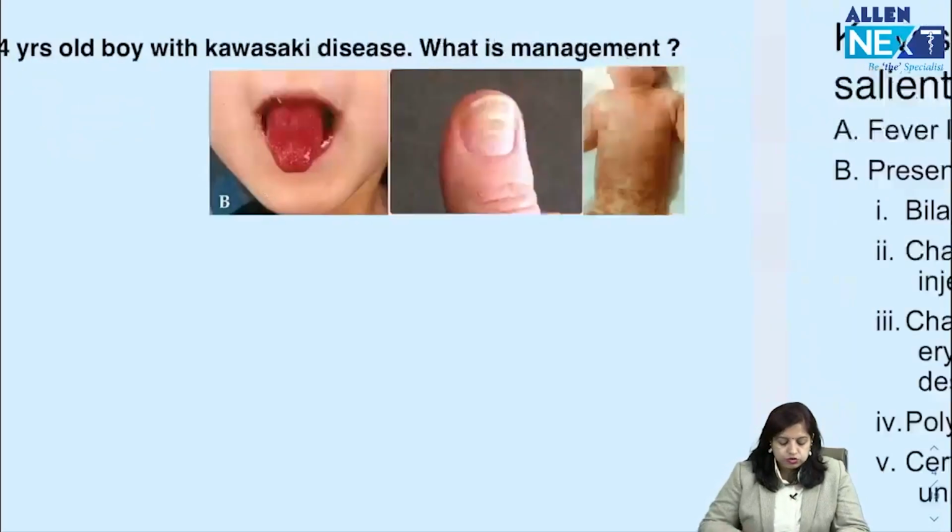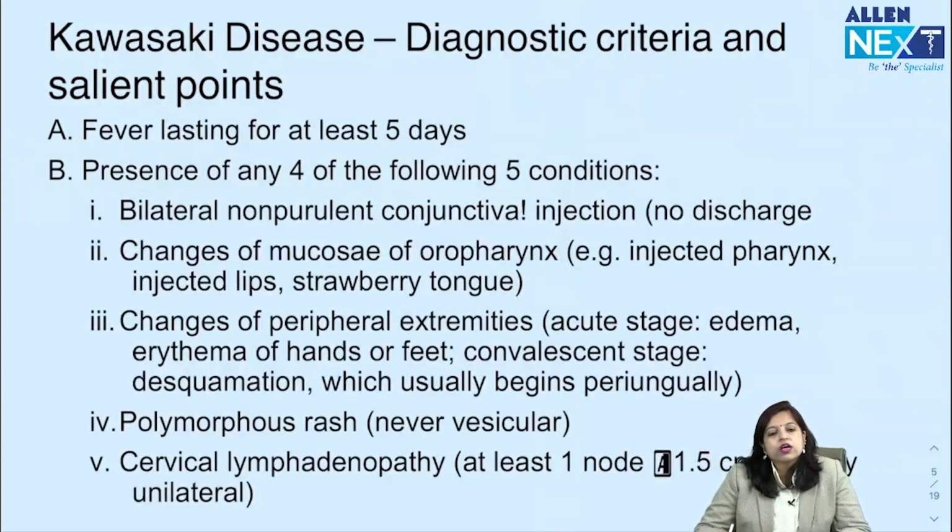So first of all, you should know that fever lasting for at least 5 days, and then presence of any four of the following conditions. So what are the following conditions? Bilateral non-purulent conjunctivitis, then changes of mucosa of the oropharynx, that is strawberry tongue, which we just saw, and injection of the pharynx, then changes of the peripheral extremities like bipedal edema or erythema of the hands or feet. And as we know, in the convalescent stage, we may see desquamation.